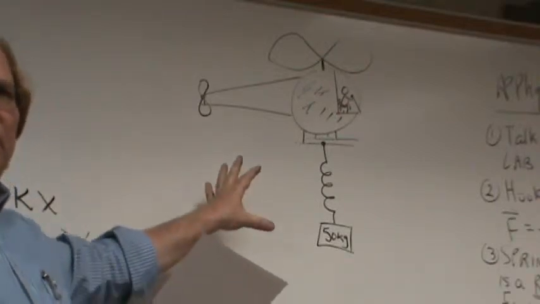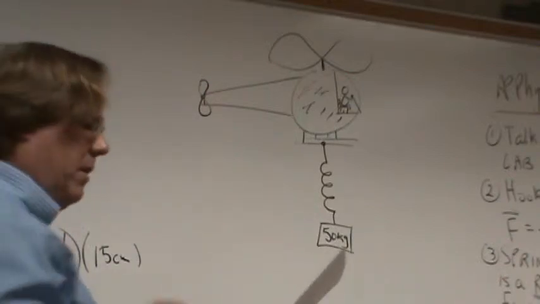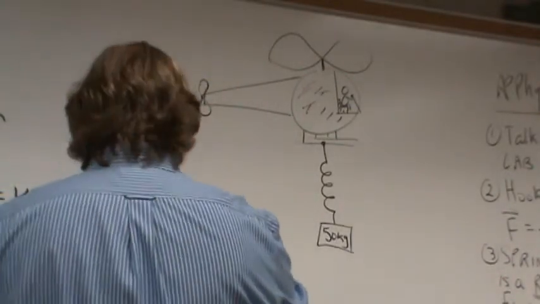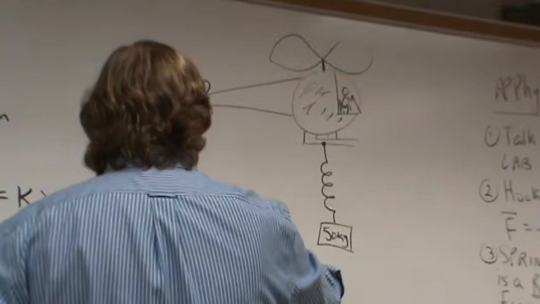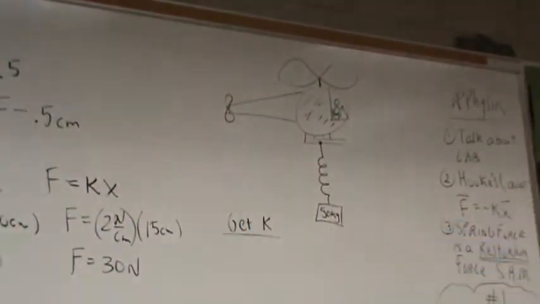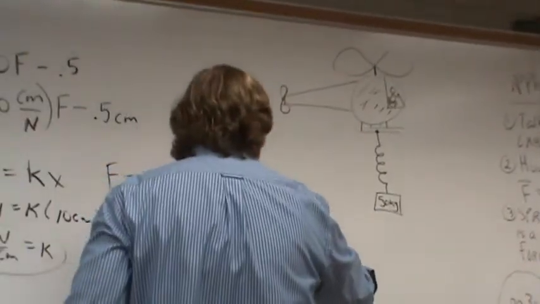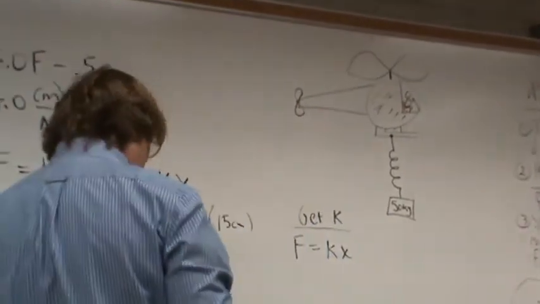I'm going to find k and do part A, and then I'm going to ask you guys to do part B. So here it comes. First of all, we've got to get k. So I've got F equals kx.